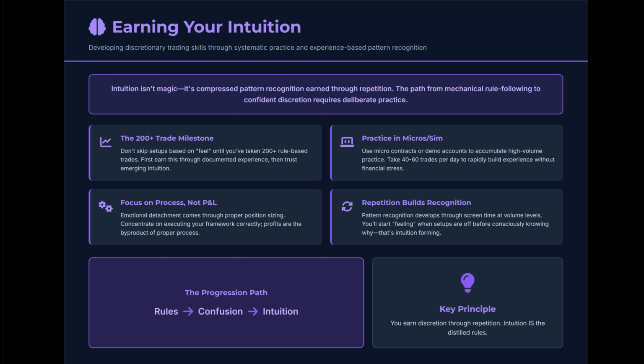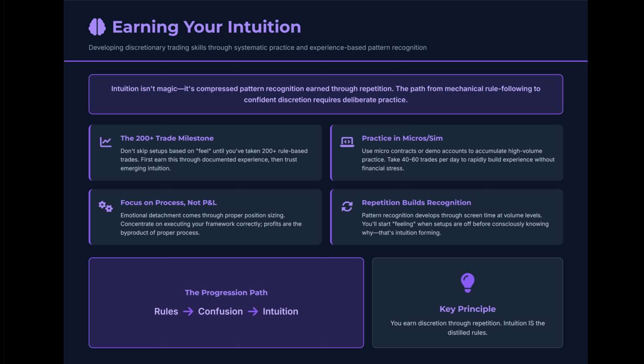Confusion indicates progress. It's where you encounter edge cases and exceptions. Keep executing your framework, document everything, and accumulate pattern exposures. Finally, after 200-plus trades, intuition emerges. Patterns that seemed random make sense.